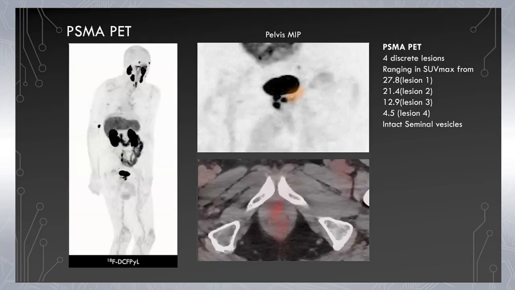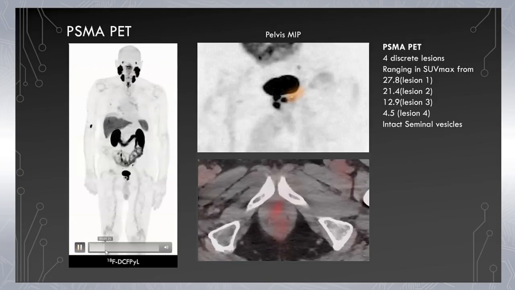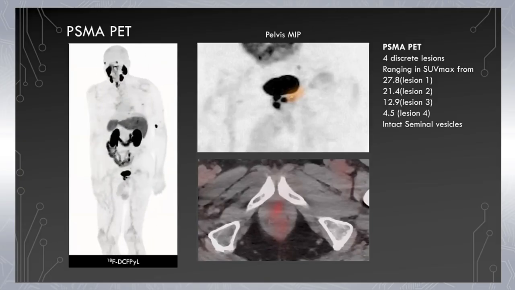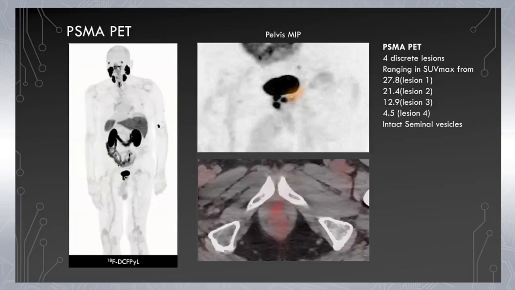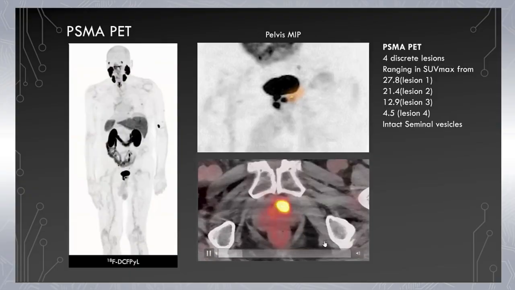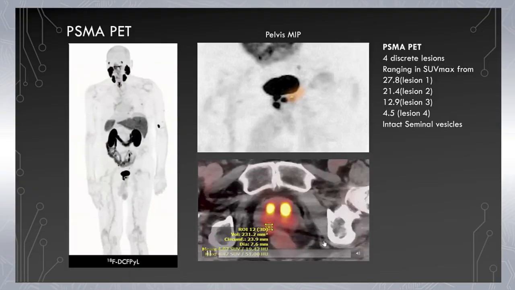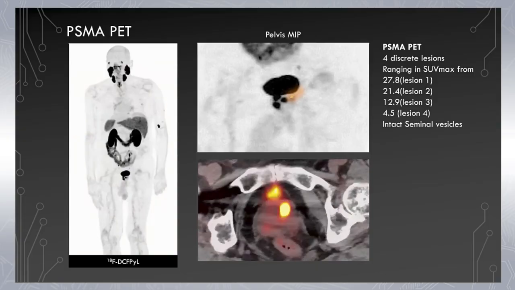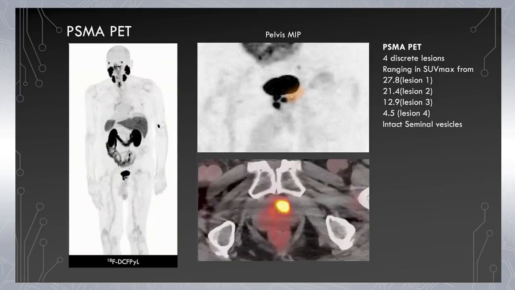So when we do the PSMA PET, we see something very interesting. There's not one lesion, there's not two lesions, but we see 4 discrete lesions with PSMA PET. And these lesions each have different metabolic uptake. Lesion 1, 27.8, lesion 2, 21.4, lesion 3, 12.9, lesion 4, 4.5. Look at those 4 lesions. So in fact, PSMA PET doesn't show 1 lesion or 2 lesions, it shows 4 lesions.